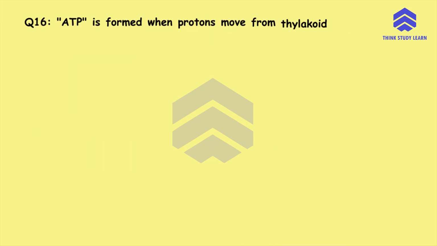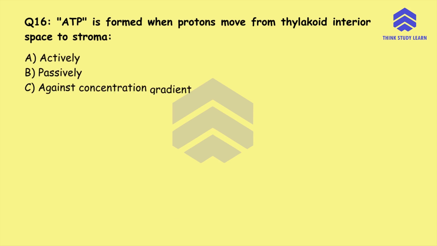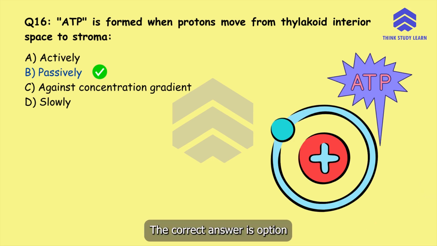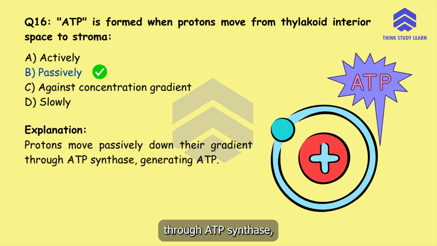Question number 16. ATP is formed when protons move from thylakoid interior space to stroma. Option A, actively, option B, passively, option C, against the concentration gradient, or option D, slowly. The correct answer is option B, passively. Protons move passively down their gradient through ATP synthase, generating ATP.